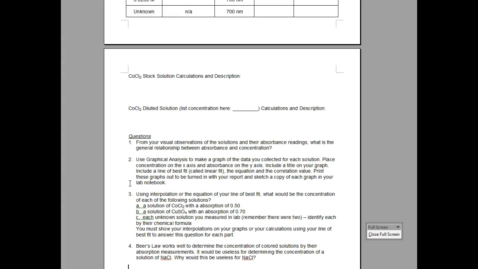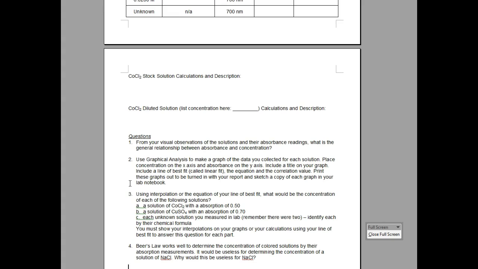4 says that Beer's law works well to determine the concentration of colored solutions by their absorption measurements, in terms of how much light is able to be transferred or transmitted through the solution. It would not be helpful to determine the concentration of a salt solution. Why would this be useless? I want you to think about saline solutions. Think about physical properties you can observe, as opposed to the cobalt 2 chloride solution and the copper 2 sulfate solution we prepared. Why would NaCl not be a very effective ionic compound to use Beer's law with?